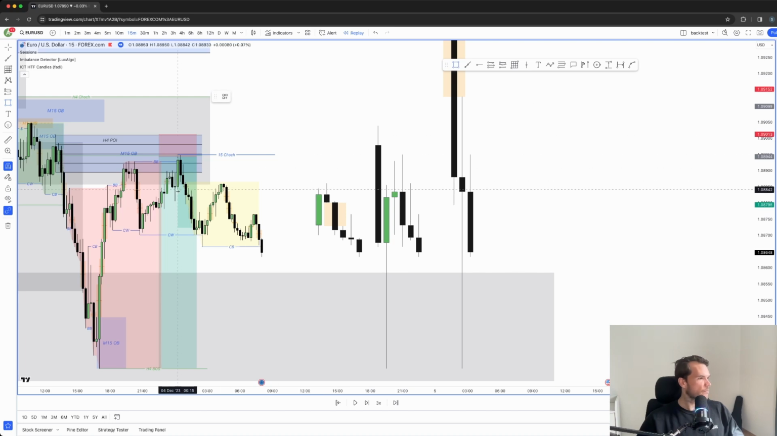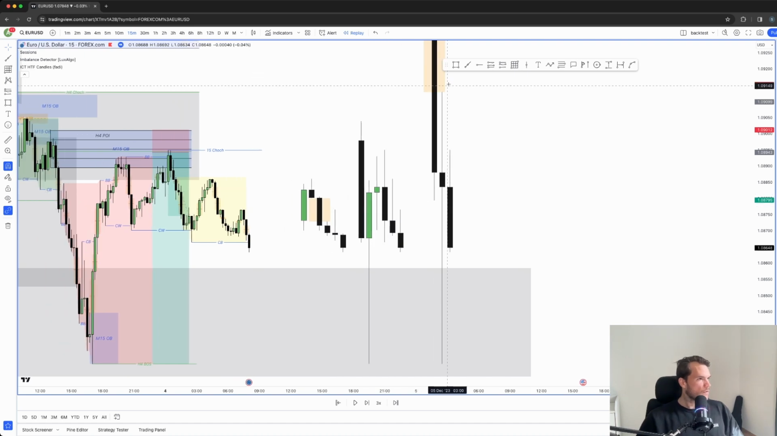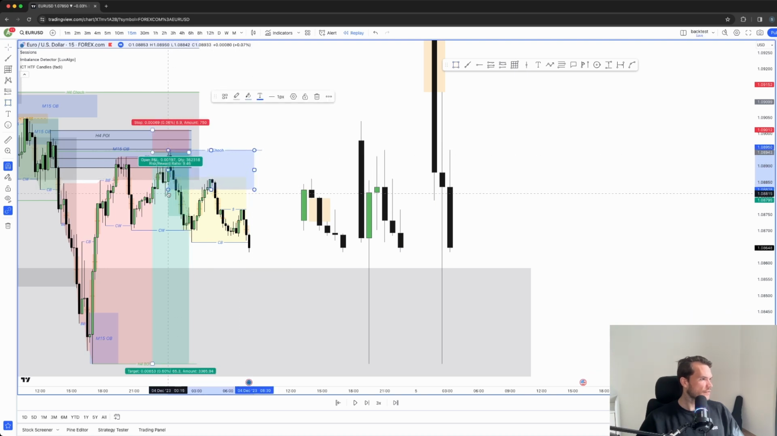This kind of got mitigated. That got equal highs here. There's an OB here. Doesn't look that strong for continuation, I guess. Is this 25% mitigated on the M15? Let me have a look.